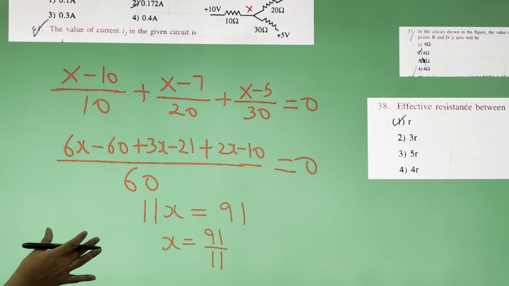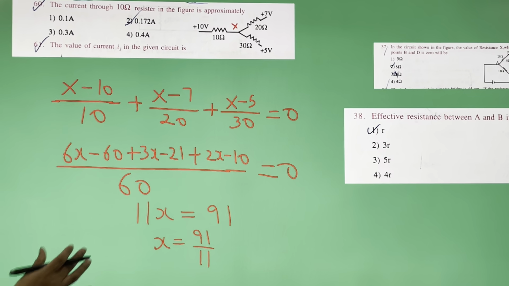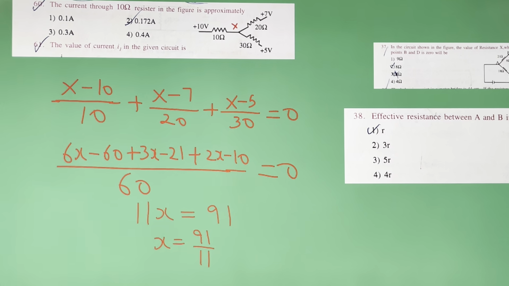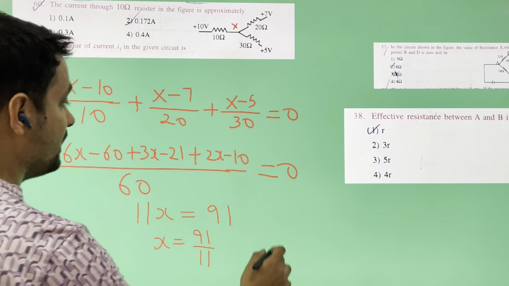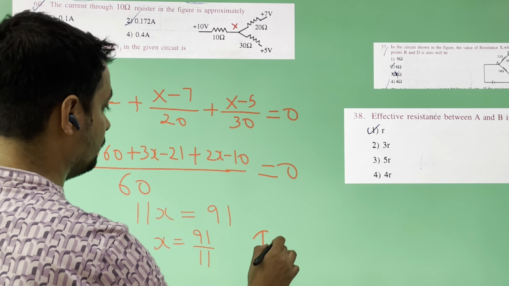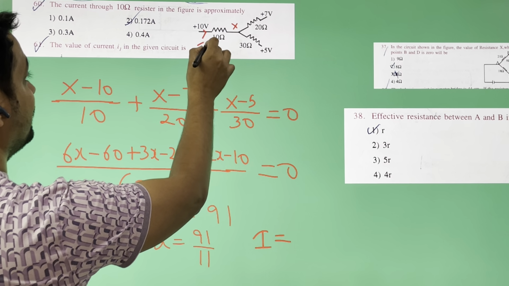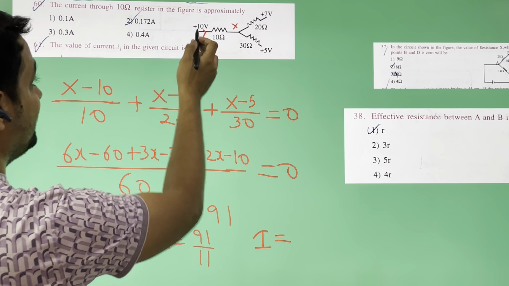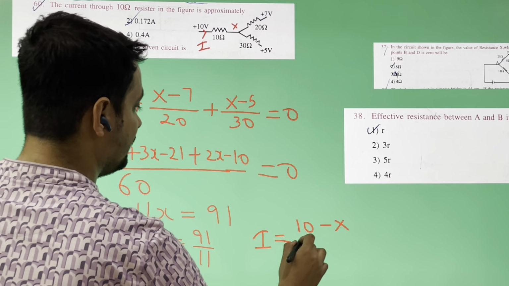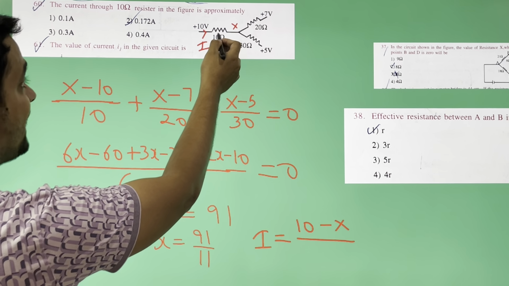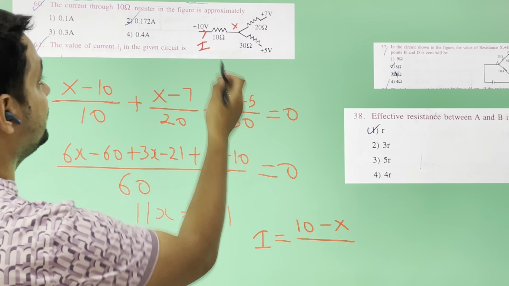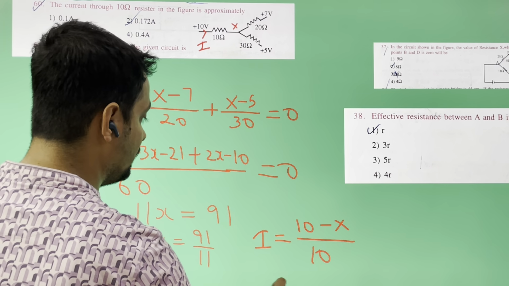Okay, so once you get the x value, you have to find the electric current through what? You have to find the electric current through this 10 ohm resistor. So the electric current through the 10 ohm resistor is I through 10 ohm. Like this is I. So the potential difference here is 10 minus x divided by 10, because the potential drop will happen across the 10 ohm. This is the electric current through the 10 ohm resistor.